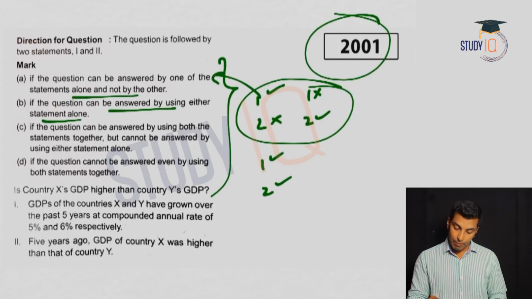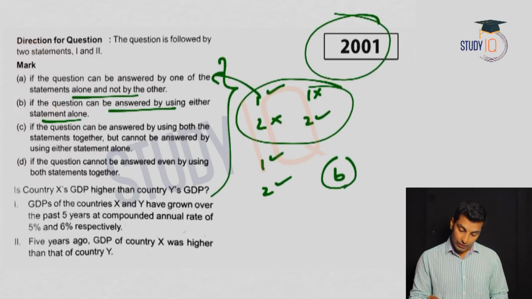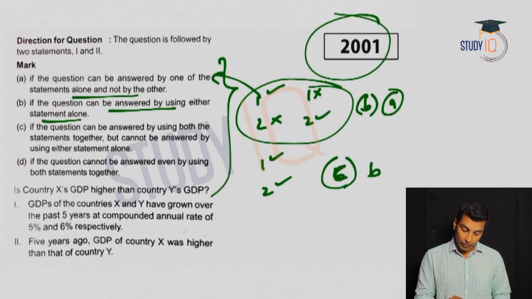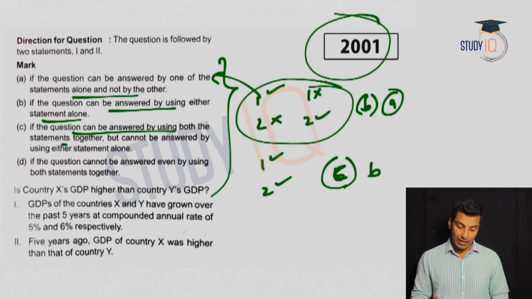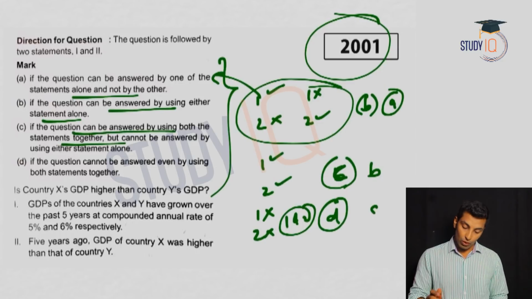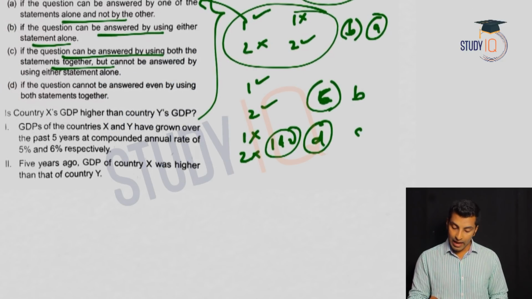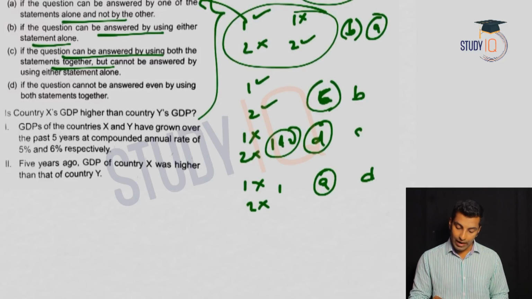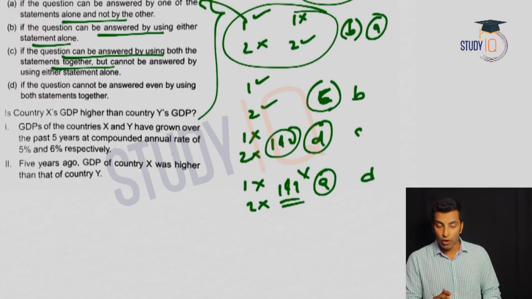So this was earlier B, now also this was C earlier, now it is B. This was B earlier, now it is A. That's the only change. Now, if the question can be answered by using both statements together but not individually, this was option D earlier, but now C. That's the only change. So one will not help you, two will not help you, one and two together will help you. So what is D? Earlier it was A, now it is D, right? One will not help you, two will not help you, one and two also will not help you. Okay, so I hope you understood the options.